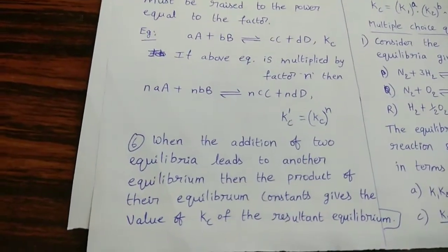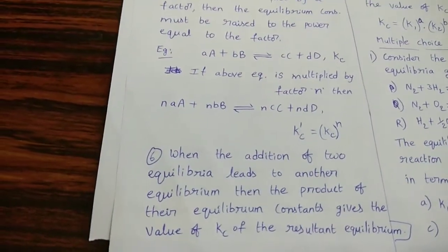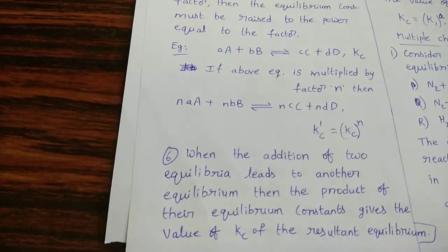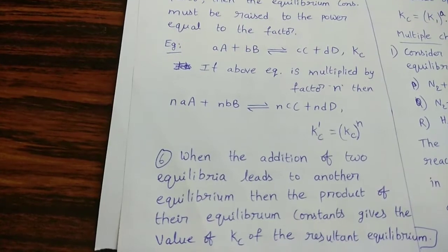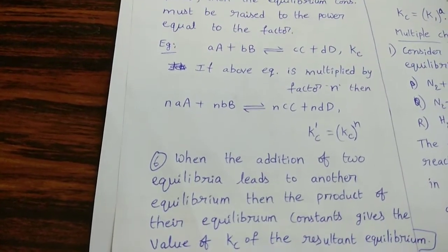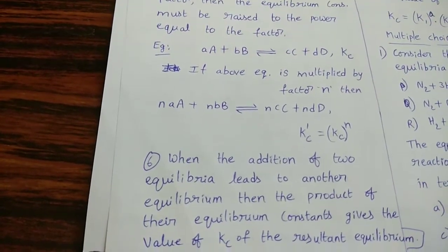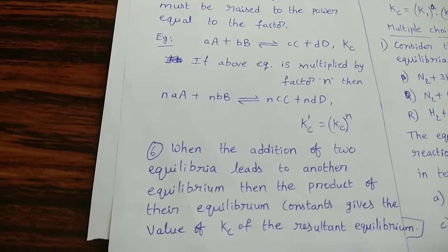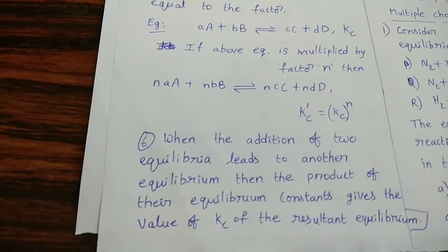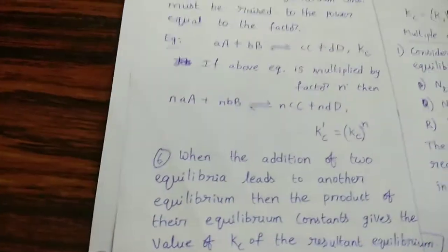Suppose two chemical reactions present at equilibrium conditions are subtracted, then the equilibrium constant of the resultant reaction is obtained by the division of the equilibrium constant of reaction 1 and reaction 2.